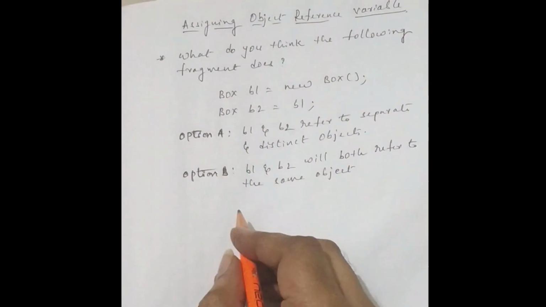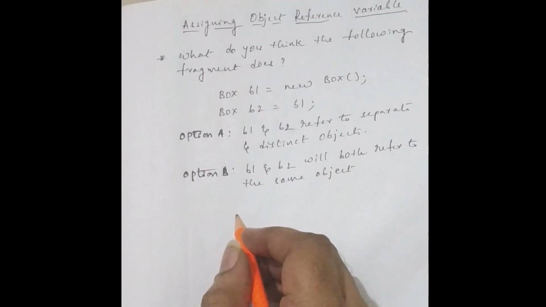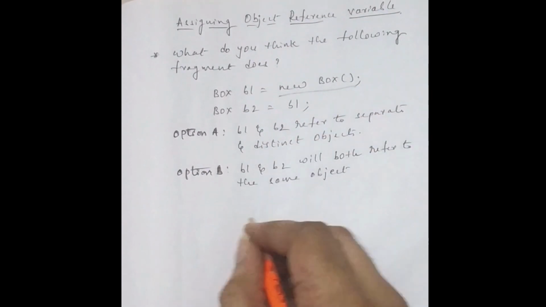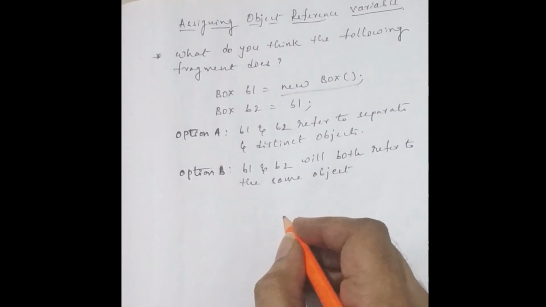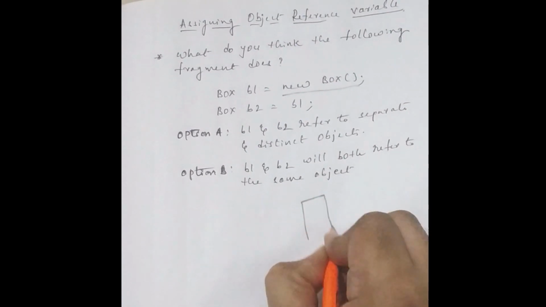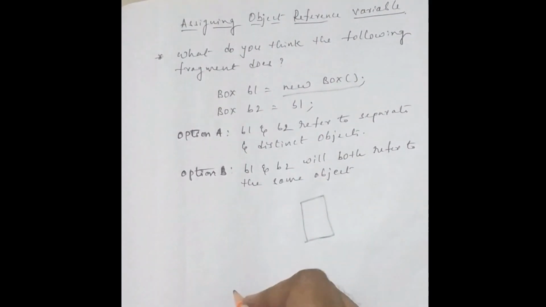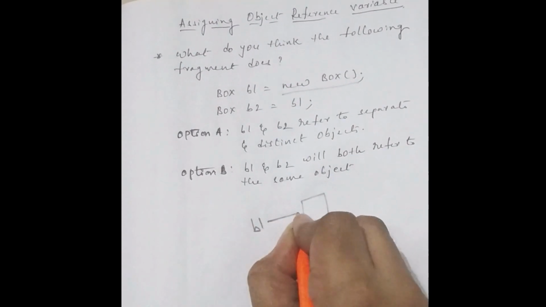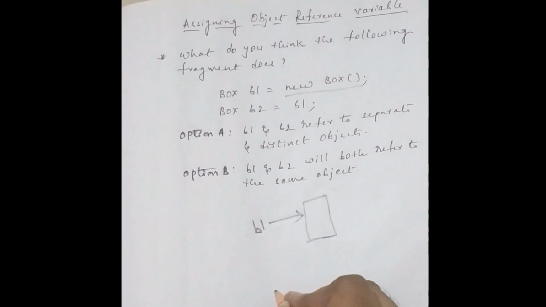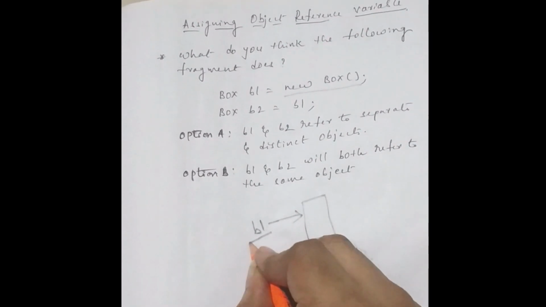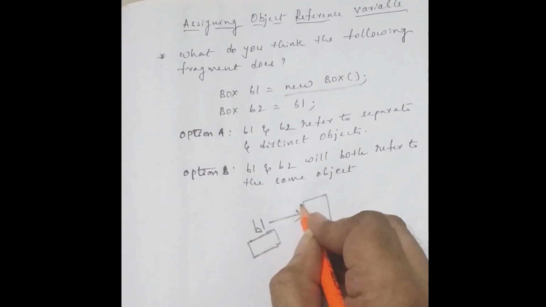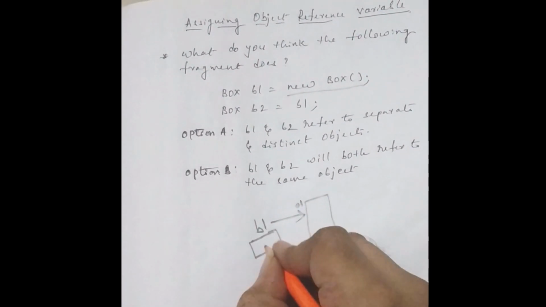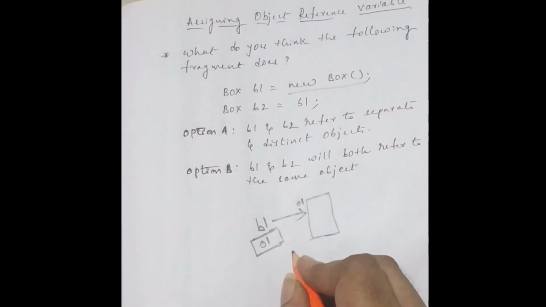So let us try to identify the correct answer. In step 1, I am trying to create an object of a class called Box. Now B1 is a variable which is referring to this object. So what does B1 contain? B1 always contains the starting address of this object. Let us assume the starting address of this object is 01. So B1 will contain 01.